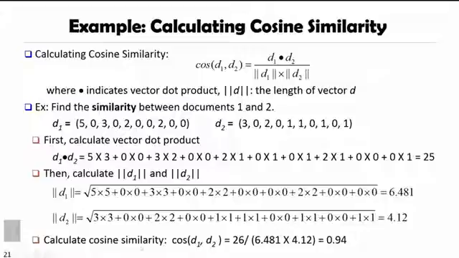Then the cosine similarity can be calculated using the formula given above. We can see their cosine similarity is 0.94. This simply says these two documents are quite similar.